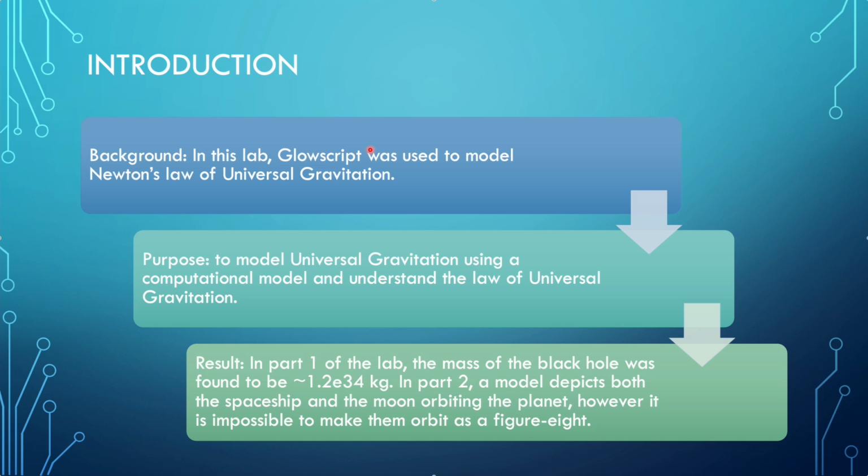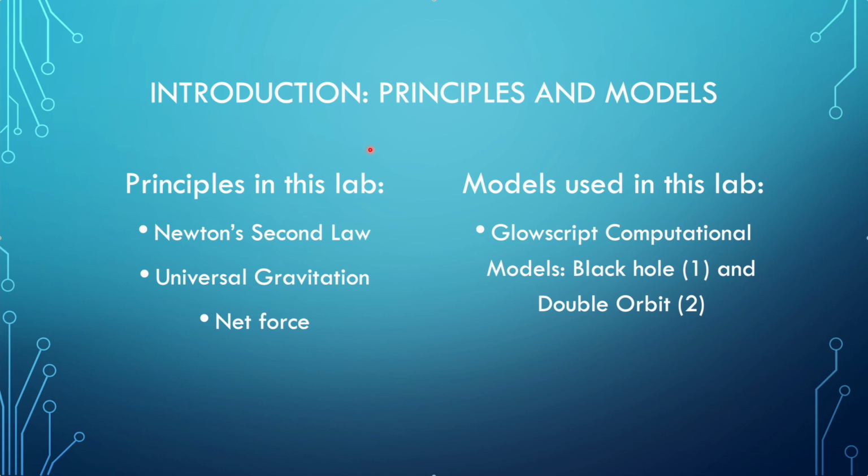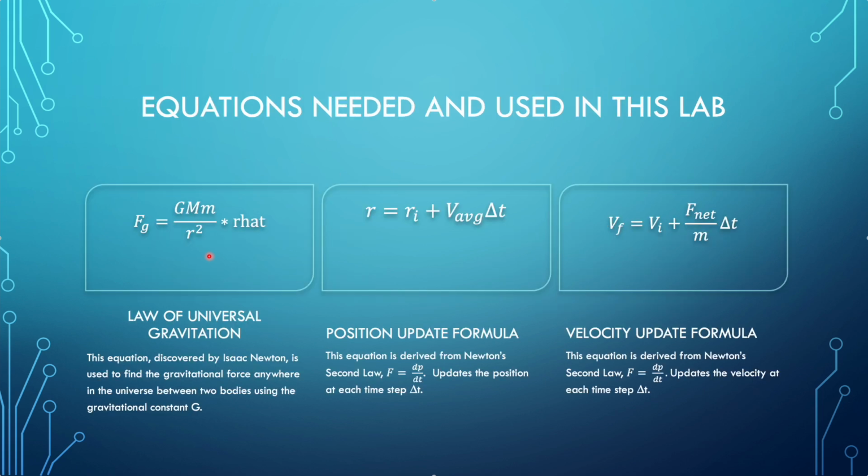And in part two, we created a model that shows a spaceship orbiting both the moon and a planet. However, it was impossible to make the spaceship orbit both as a figure eight. And here are the principles that we used. We used Newton's second law, universal gravitation, and net force. For our models, we used two Glowscript computational models, the first one being a black hole and the second one being the double orbit model.